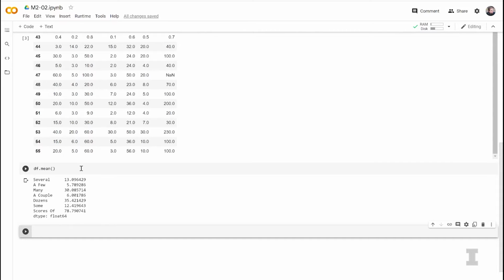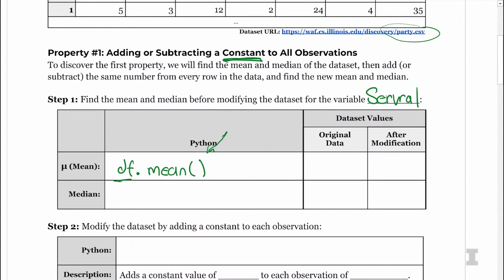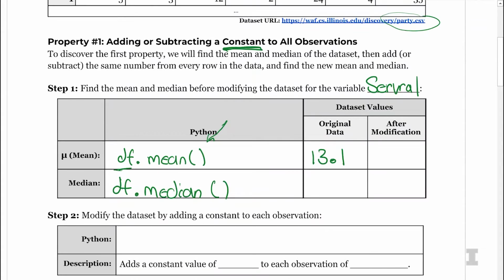So I'm going to look at the variable several. What was the mean of the variable several? It was 13.1. 13.1 is the original data set's mean for several. And I want to do the same thing with median. To do that, we can just type df.median(). Perfect. Open close parentheses. And the median was 8. Just as a reminder, the median is the center number. If we sort all of the numbers, 8 is the median. The mean is the average of all the numbers, so if we add them all up and divide by the total count, we have 13.1.